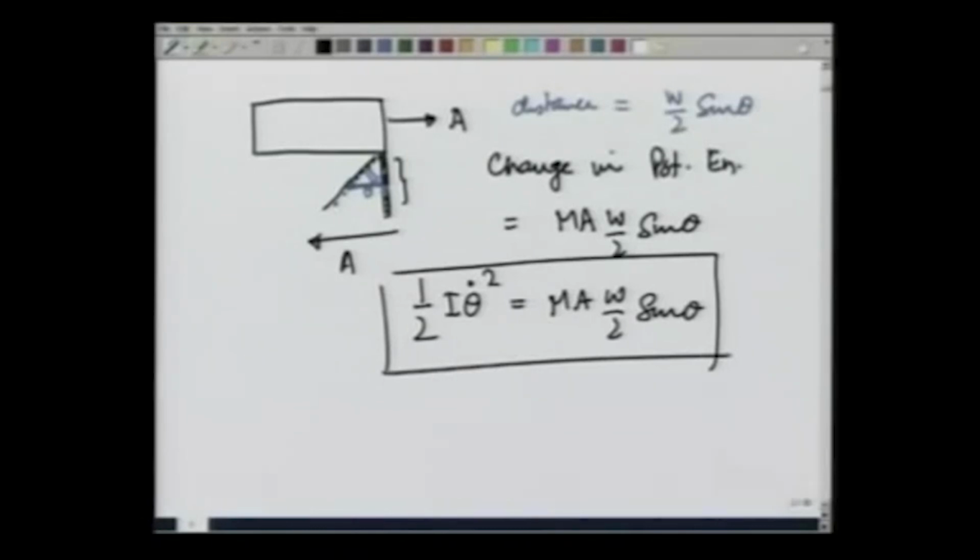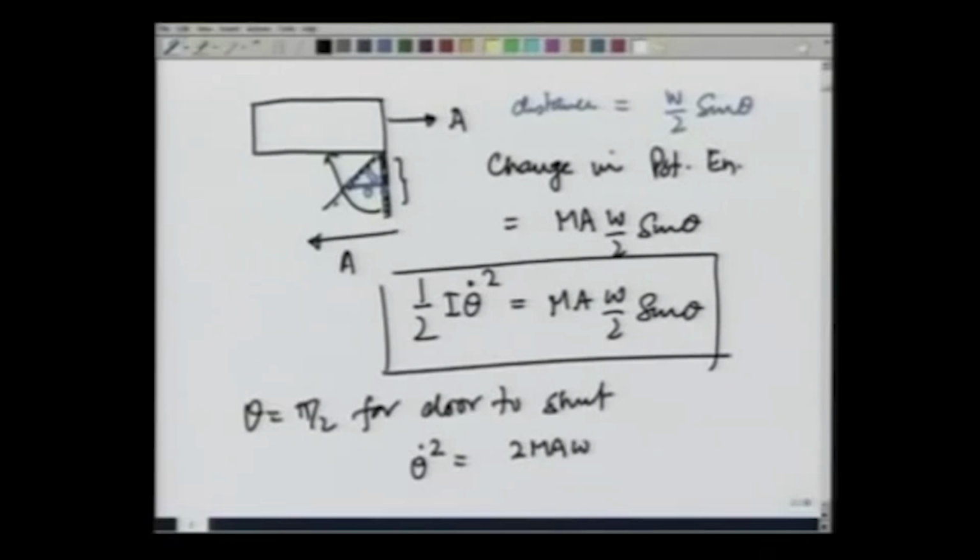By the time the door shuts, that is, it comes all the way back, then theta equals pi by 2. So it shuts at a speed theta dot square, which is equal to 2 m a w over 2 I, the 2 cancels, equals m a w over I.